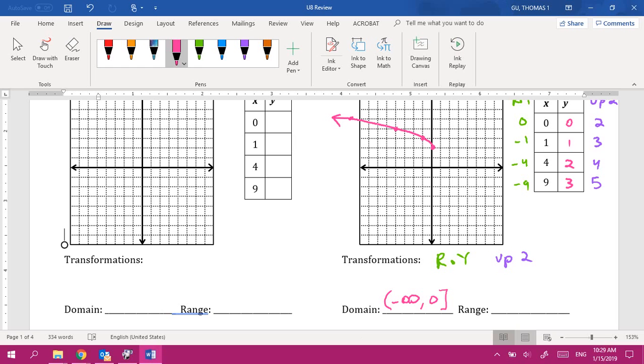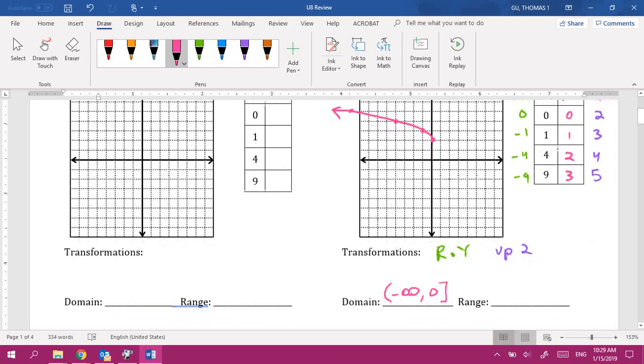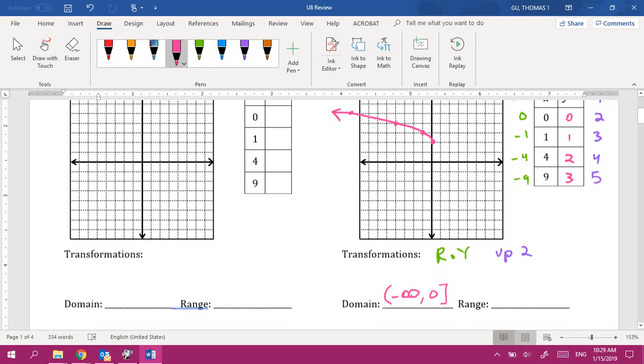Good. Okay, what's the range then? That's lowest to highest. 2 to infinity, very good. And what are my symbols around each one? That's right, bracket and then parentheses. Good. Because the lowest point we see is right here, and the y value is 2, and then it's going up towards infinity.